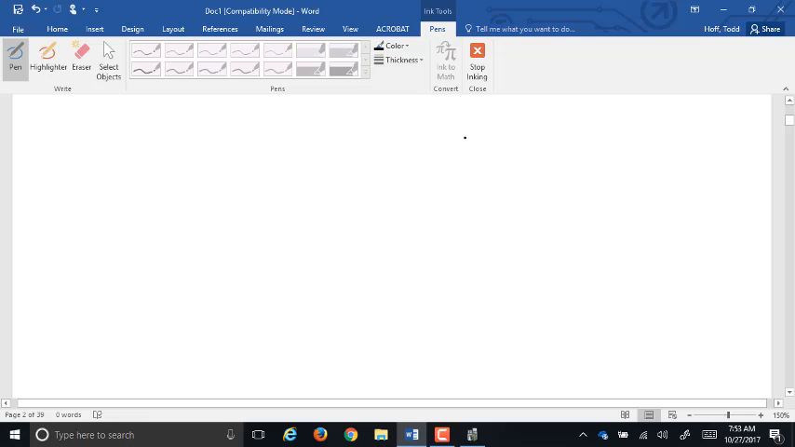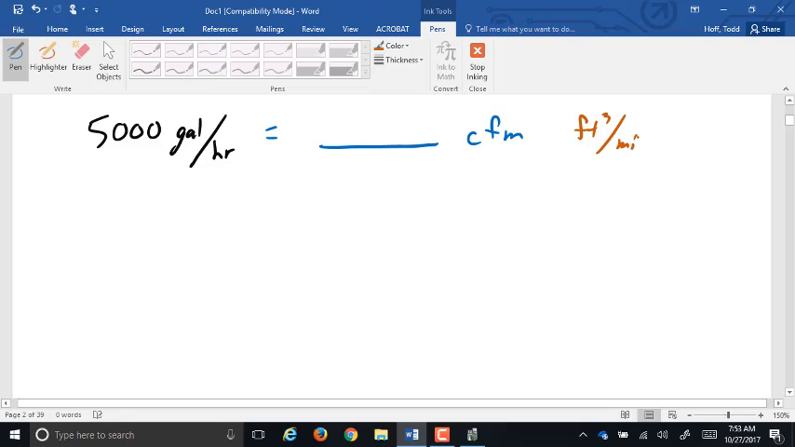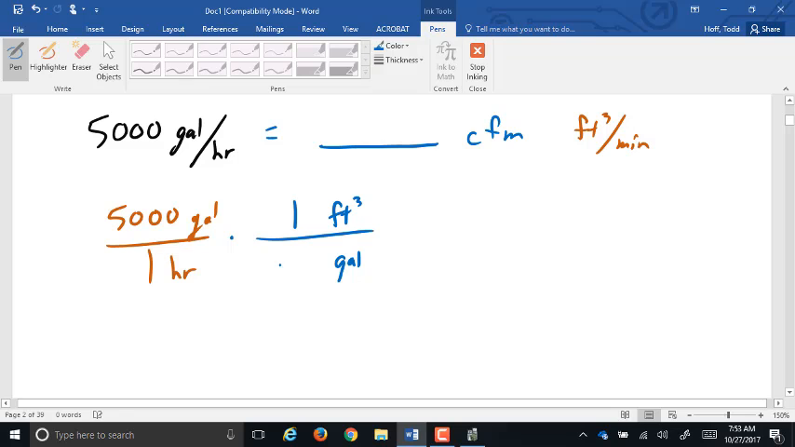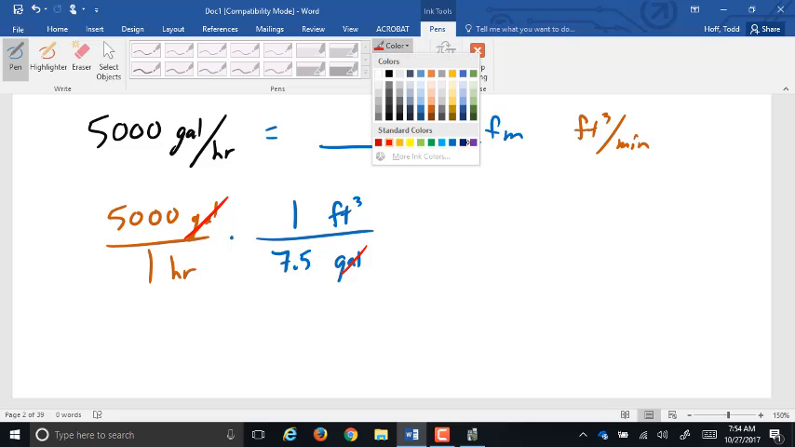A common one that we run into, let's say you've got a pump that's rated at 5,000 gallons per hour. More common rating for a pump is CFM. Anybody know what CFM stands for? Cubic feet per minute is exactly it. So let's take our 5,000 gallons over 1 hour. We have to get rid of gallons. What's the relationship between gallons and cubic feet? 7.5. There we go.